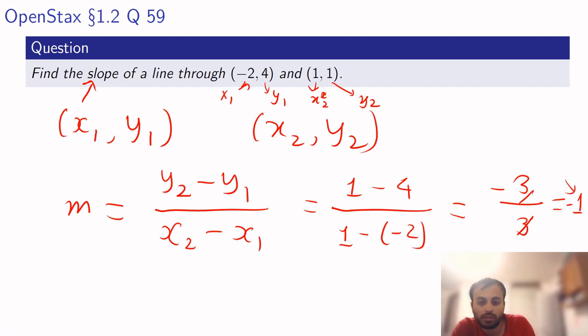Just out of curiosity, how does this line look? The point is minus 2 comma 4, so it is somewhere around here. Minus 2, 4, and another, this is 1 and 1, so somewhere around here. So the line must look something like this. So it's a decreasing line.